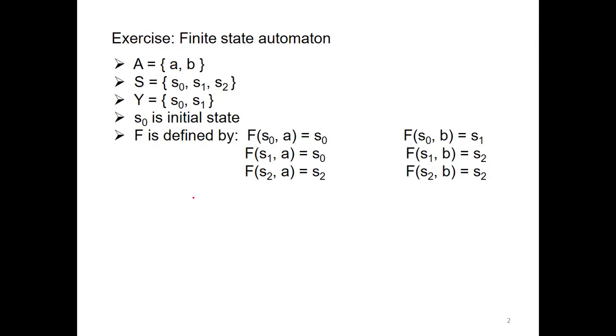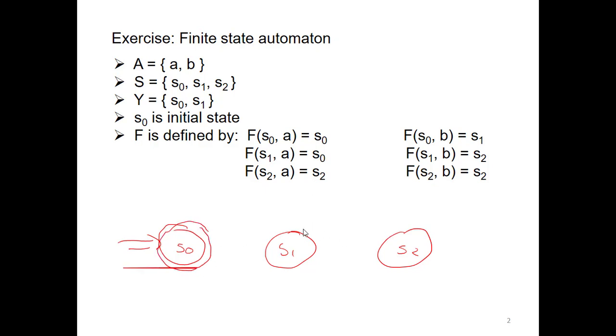Okay, let's look if we can take it the opposite around. So we have an alphabet, we have states, we have an ending state, initial state, and a function. Okay, let us try to draw the corresponding graph. So we have 3 states, S0, S1, and S2. The initial state is S0, so we start from this state. I have 2 final states, which is S0, so we have a double circle here, and S1.